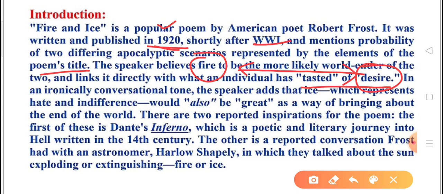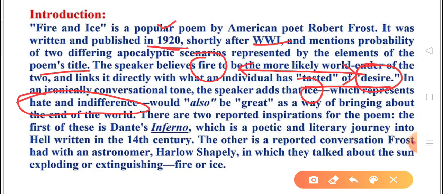In an ironically conversational tone, the speaker adds that ice represents hate and indifference. When he talks about ice, it means hatred and indifferent attitude of the people. So he says that the world will come to an end either because of the lust and strong desire of the human beings, or the hatred of human beings will put an end to this world. One day, human beings will destroy the earth because of these emotions. Ice would also be great as a way of bringing about the end of this world. He says that ice and fire both have equal power to destroy the world. And ice means hatred and indifference, and fire means strong desire and lust.